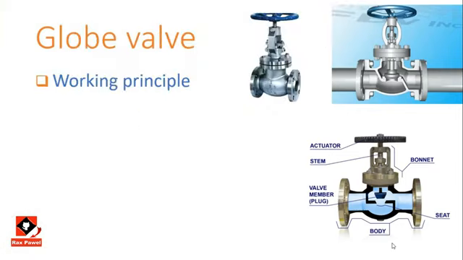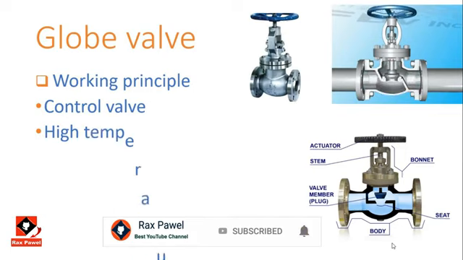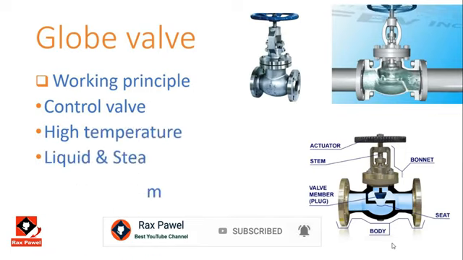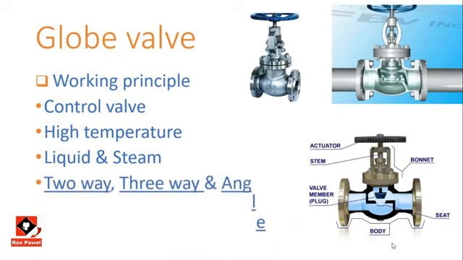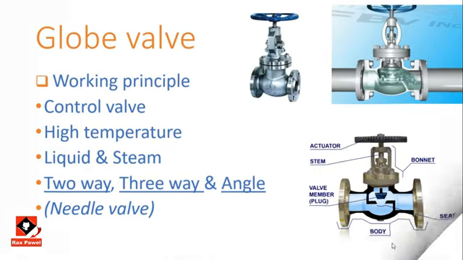Globe valve working principles. Its stem is connected to a plug or disc which is moved perpendicular to the seat. Globe valve is common for throttling purposes, controlling high temperature applications, but can also be used as a shut-off valve. It is used for both liquids and gases. There are three types such as two-way, three-way and angle globe valves. And needle valve works according to the same principle, it uses only a needle instead of the globe.